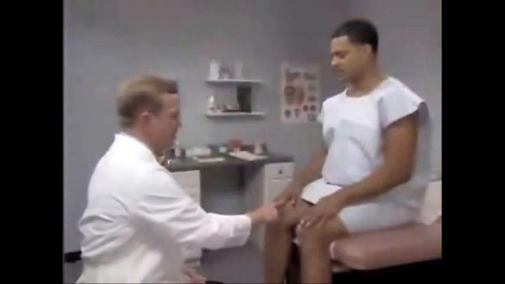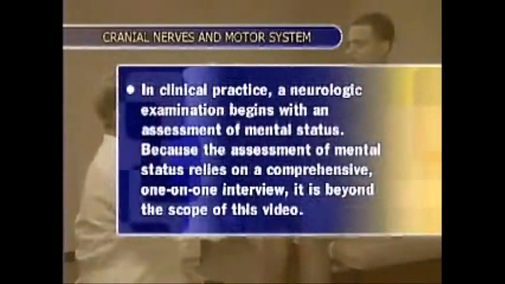You will see the examiner assess a healthy patient. In clinical practice, you may detect the same normal findings, or you may discover normal variations or abnormal findings. In clinical practice, a neurologic examination begins with an assessment of mental status. Because the assessment of mental status relies on a comprehensive one-on-one interview, it is beyond the scope of this video.